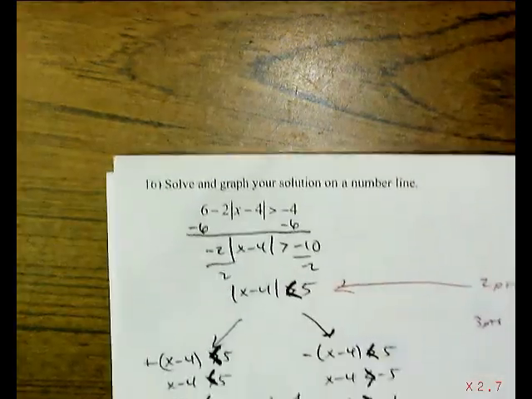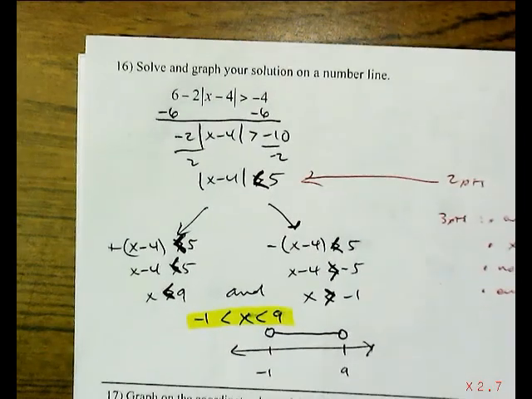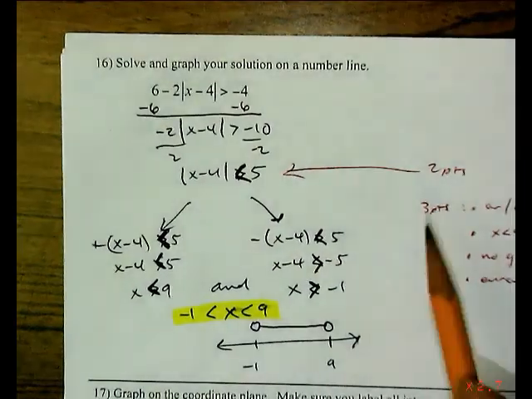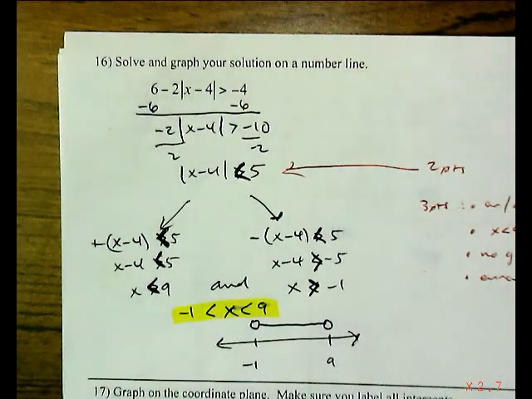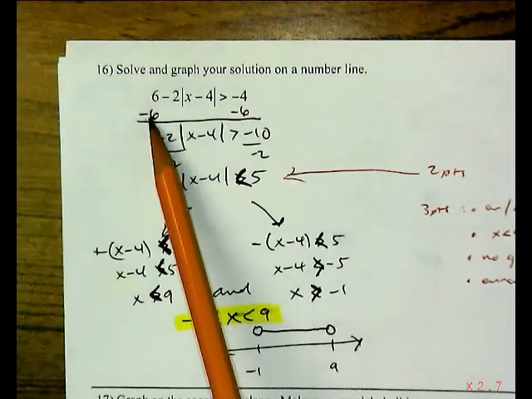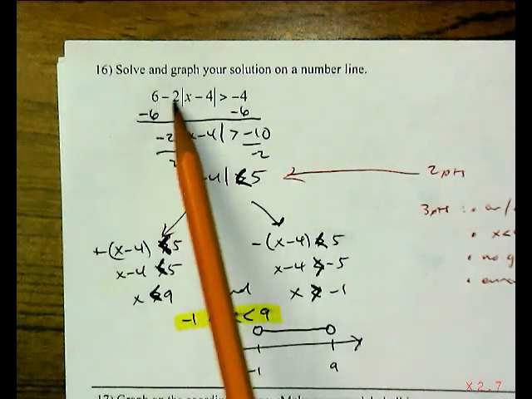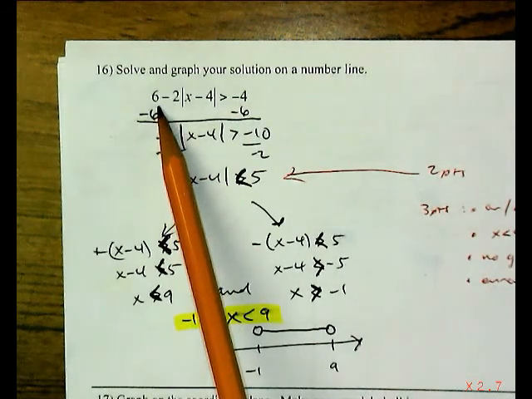Number 16, for I think the third or fourth straight week: solve, and then you can graph your solution on a number line. So I'm going to subtract 6. The biggest mistake there is trying to simplify 6 minus 2. It'll be incorrect.